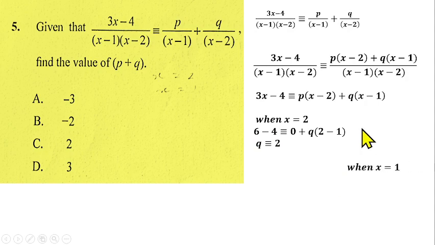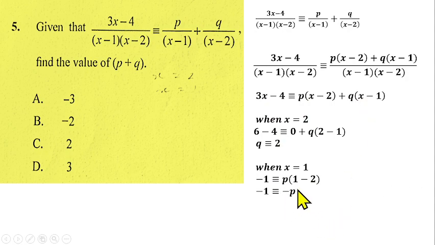Then also we can find the value of p when our s is 1 here. So if s is 1, that means this also becomes 0. s minus 1 is 1 minus 1 is 0, so that will give us 0 here. So this one becomes 1 minus 2. Here we have 3 minus 4, that will give us a minus 1, equivalent to p into 1 minus 2, because this is already 0. So we have minus 1 equivalent to 1 minus 2 is minus 1, then times p, that gives us minus p. So p will be equal to 1.